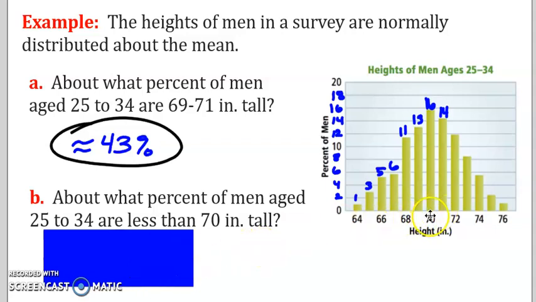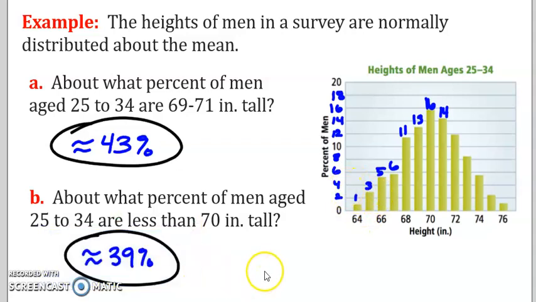Same thing, less than 70 inches. So I'd have to add all of these columns. And remember, these are all kind of guesstimated bar heights. So we'd have to add all of those together. And in doing so, we would get roughly 39%.